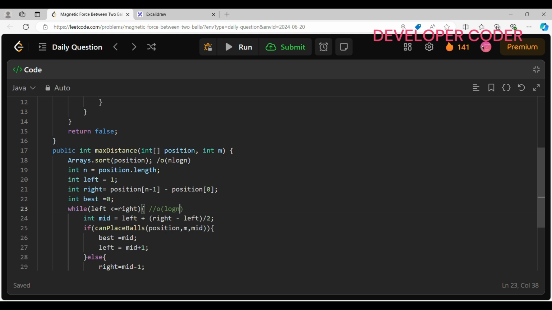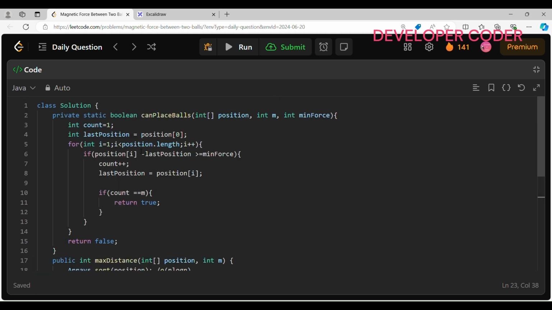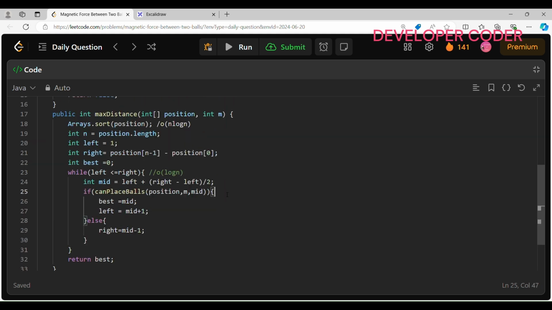So this is the time complexity, and then after that I am calling this canPlaceBalls method. Okay, and this method is running for the array, so here also it is going to take n. So O of n for this one. So overall, the effective time complexity that I'm going to say is O of n log n for this particular problem.